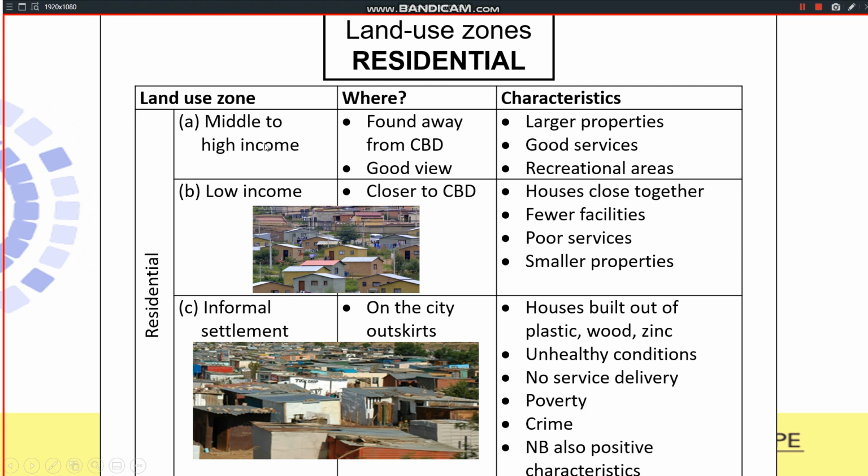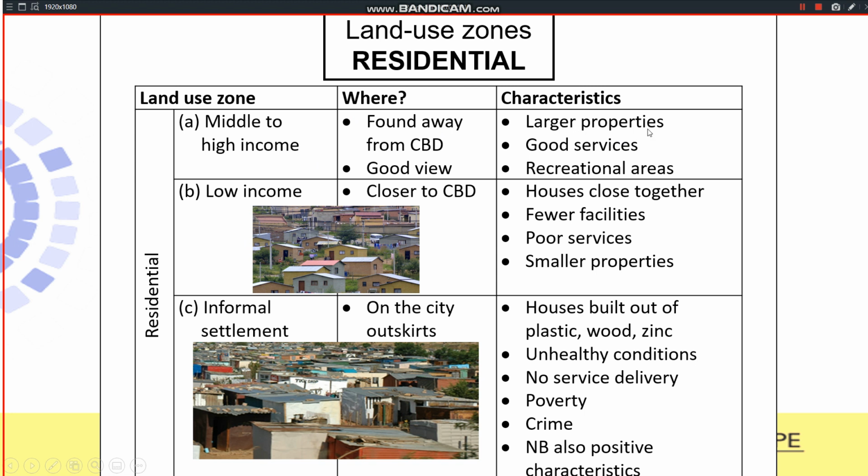The zone has got 3 specific areas in it. It's got a middle to high income zone within the residential areas. It's where people live, where people's houses are. The low income zone, and then the informal settlements. Where are they found? Middle. They are found away from the CBD. They've got a good view.